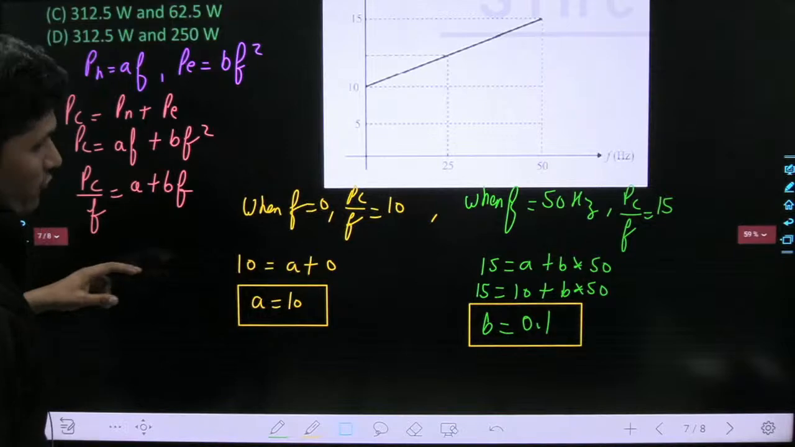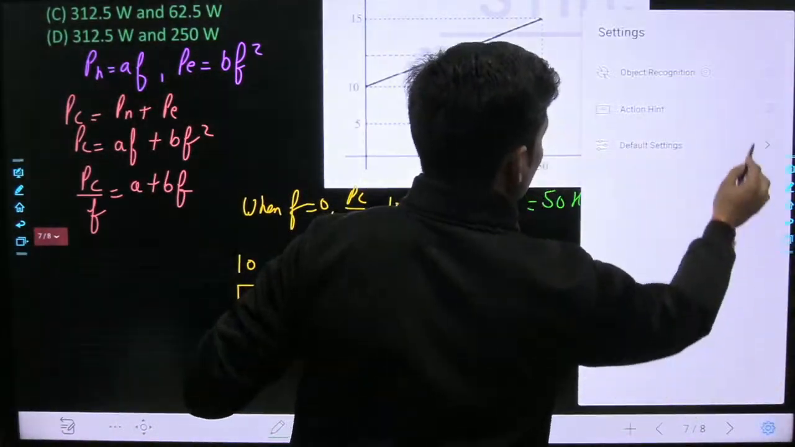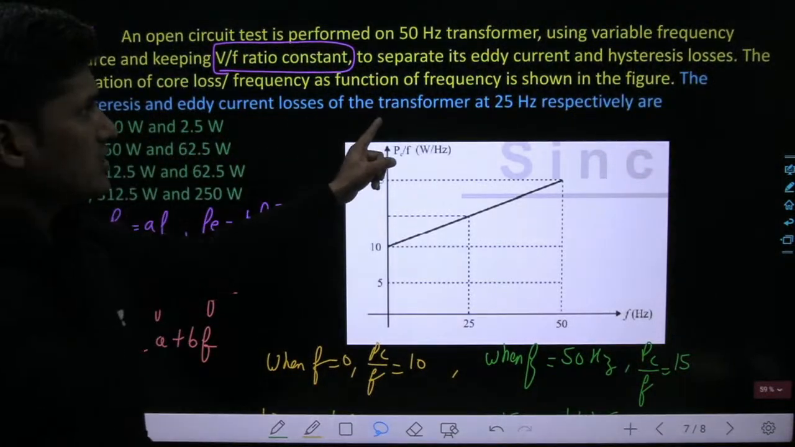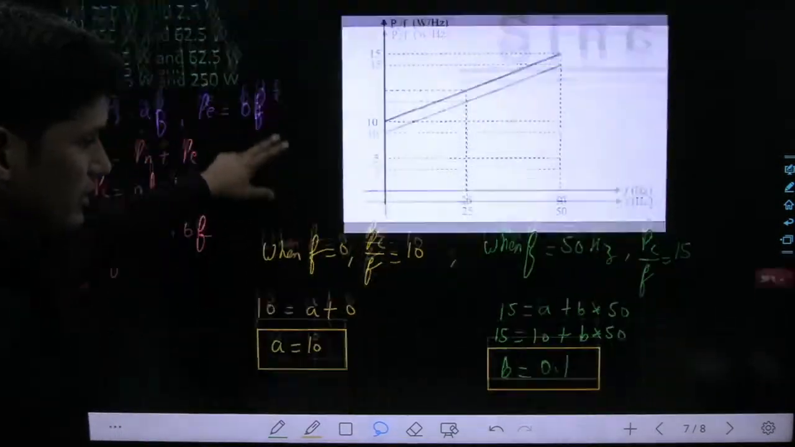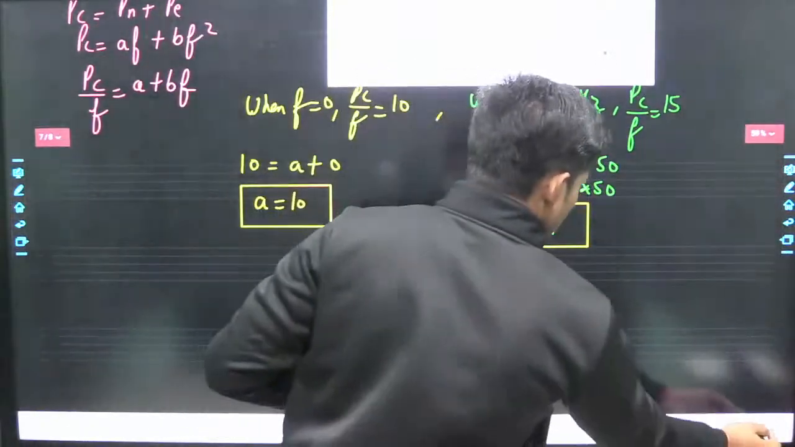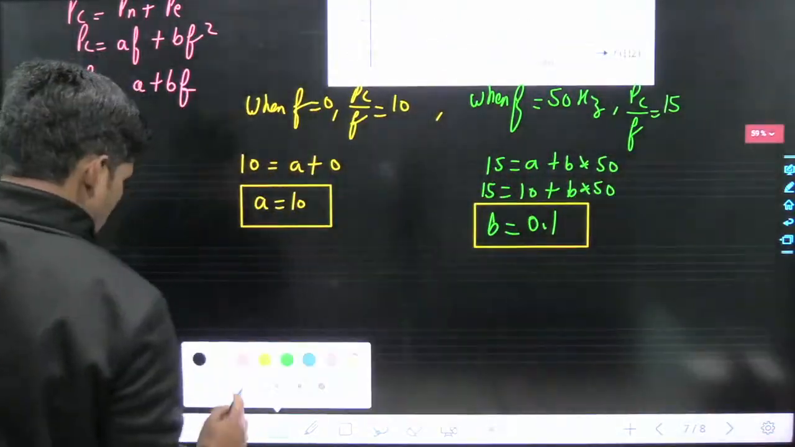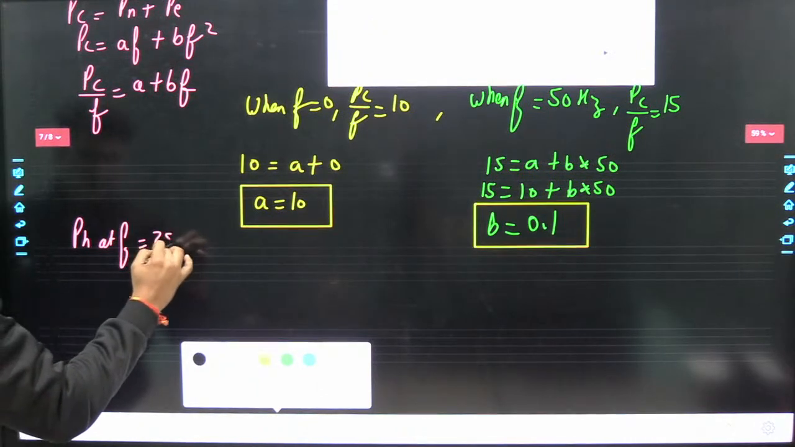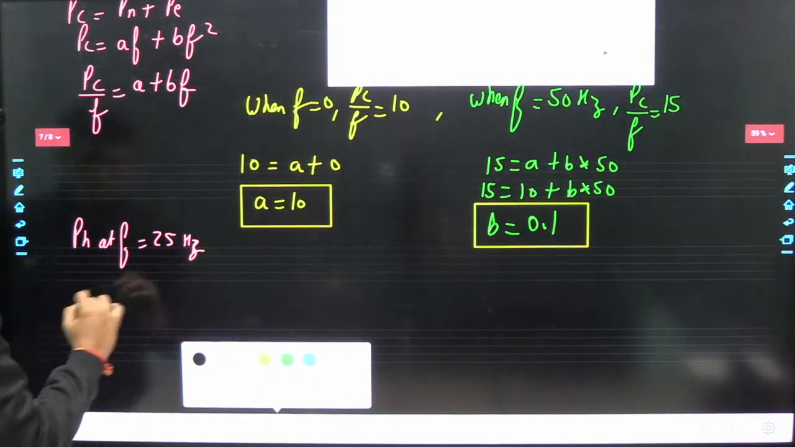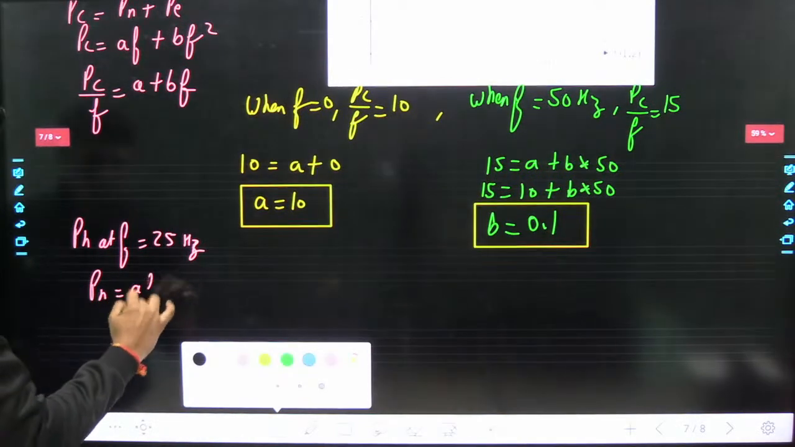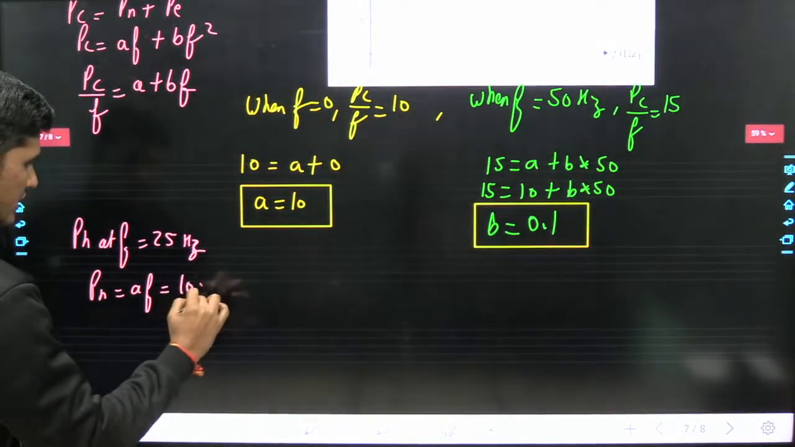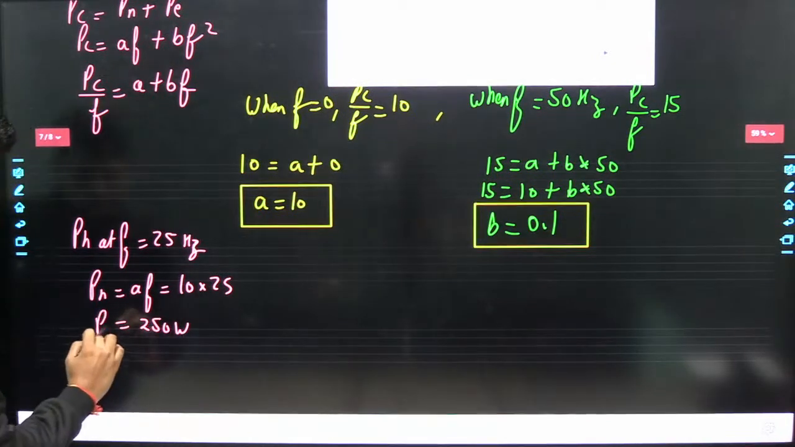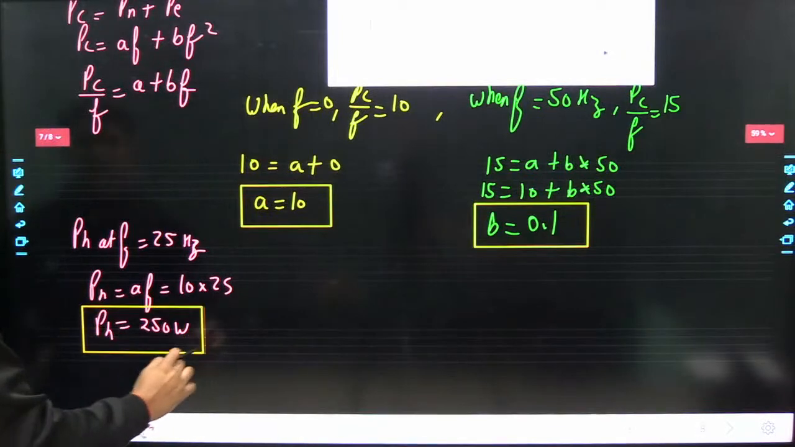Now, what we have to find out in this particular question? The hysteresis and eddy current losses of the transformer at 25 Hertz. Now, hysteresis loss at F equal to 25 Hertz. So hysteresis loss equals A into F, that is 10 into 25, that is equal to 250 watt. So hysteresis loss becomes 250 watt.